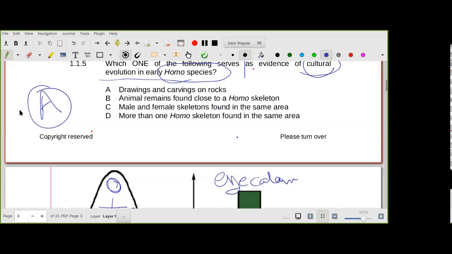And then the last one says more than one Homo skeleton found in the same area. No, it just means that there was a population. Many animals congregate together in groups without doing cultural activities. A pride of lions would also then qualify. And they don't have any culture that they show.